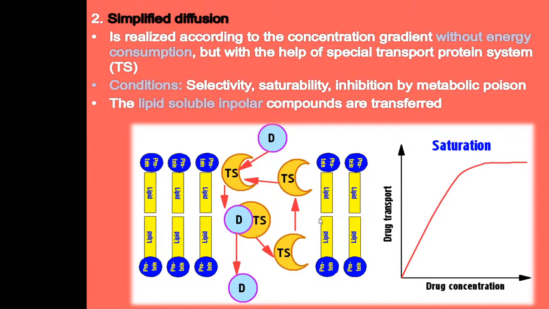The second mechanism is facilitated diffusion. This is also transportation through the membrane, through phospholipids, but with the help of a special transport system, not taking energy, so without energy consumption. The transport system helps a little to transport the drug molecule through the cell membrane. But we see that this mechanism requires a special transport protein.